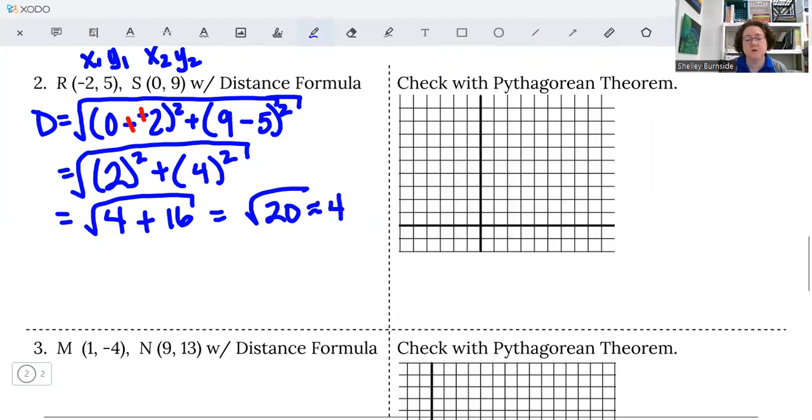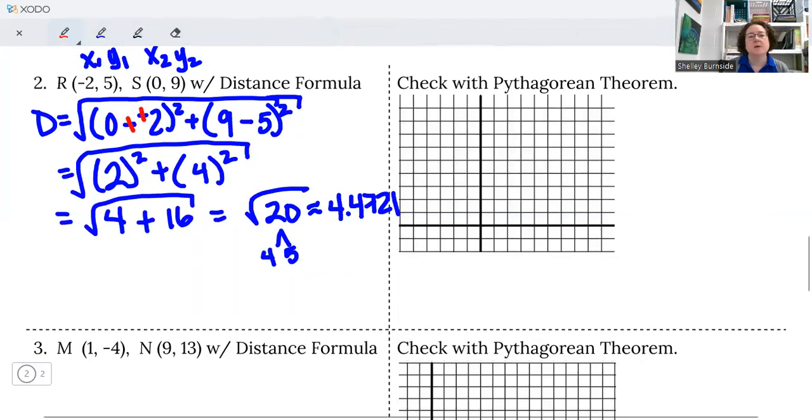It comes out as 4.4721 approximately. But let's get more exact. Don't forget, you can reduce that radical. So think about dividing it up. It actually factors out to a 4 and a 5. And the nice thing about that 4, that 4 is a perfect square.